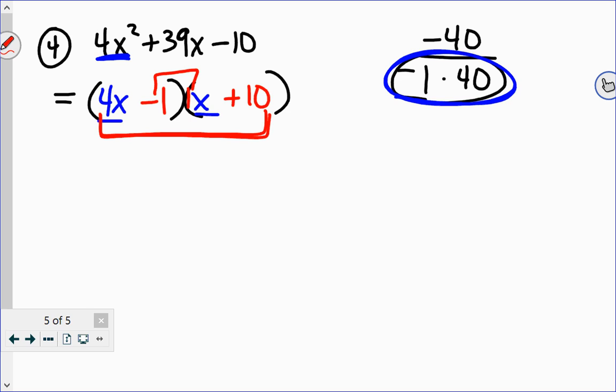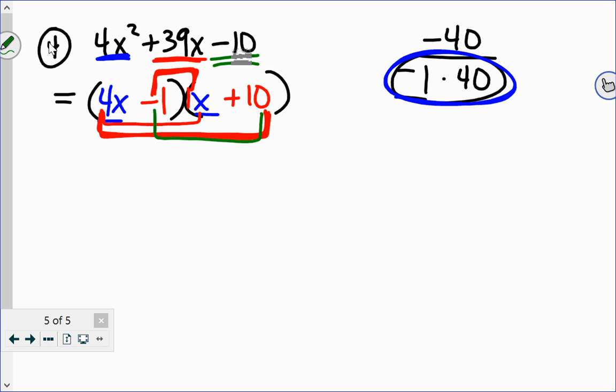So I simply just do FOIL real fast. 4x times x is 4x squared. 4x times 10 is 40x. 1x times a -1 is -1x. So you have 40x minus 1x. There's your 39x. And then your last term is negative 1 times 10, negative 10. And I'm done. So it will get easier. The more you do, the more you'll start to see exactly what's going to happen. So let's go ahead and do the next example.